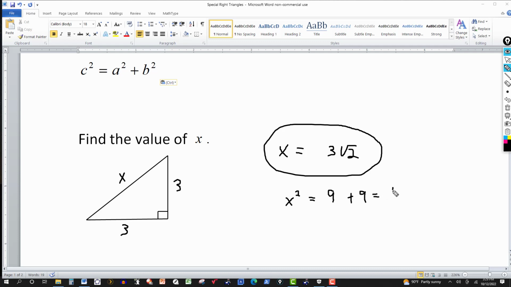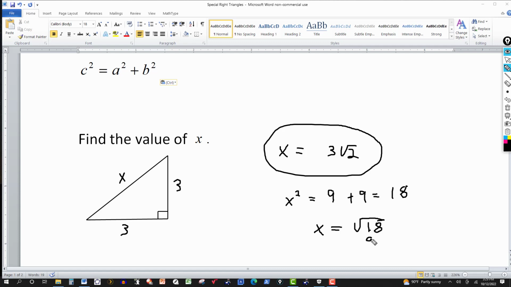That's equal to 18. So now we solve for x. We take the square root. X then is equal to the square root of 18. And then you always want to simplify these radicals. Now if they ask you for an approximation, then you can use your calculator and take the square root of 18 and give an approximate answer. But if they don't say, you can just give the exact answer here.